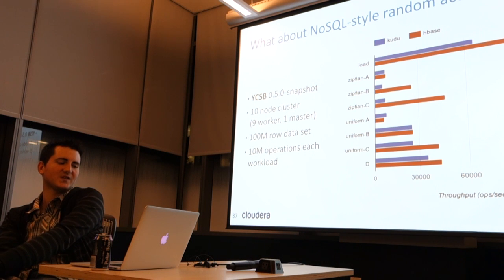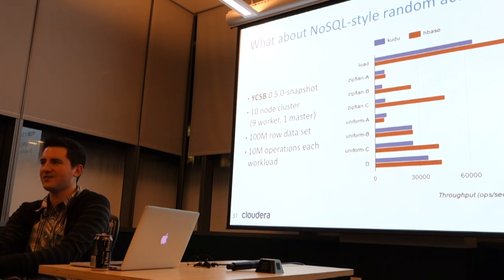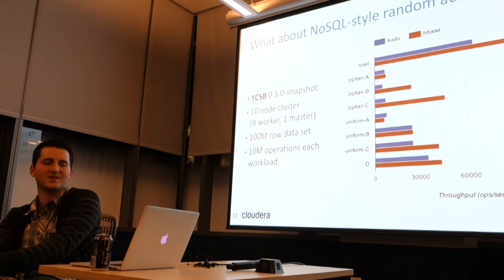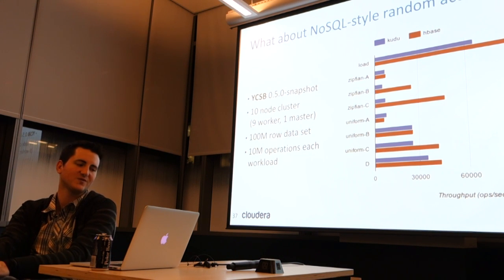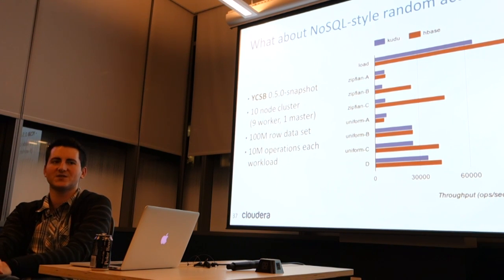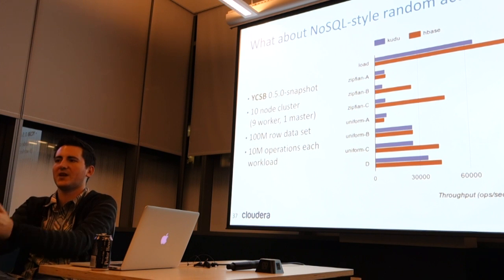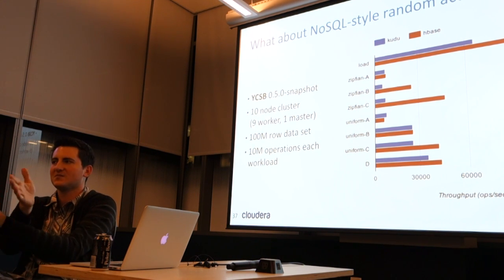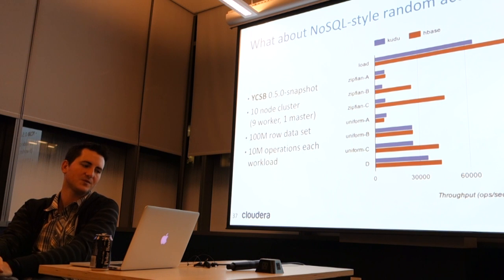And the red is HBase. So you can see that HBase wins every single case except one. It's on a Zipfian uniform distribution, where Kudu is barely faster, and that might just be because that's how it happened. You would run it again, and it might be like the other one will overtake the first one.